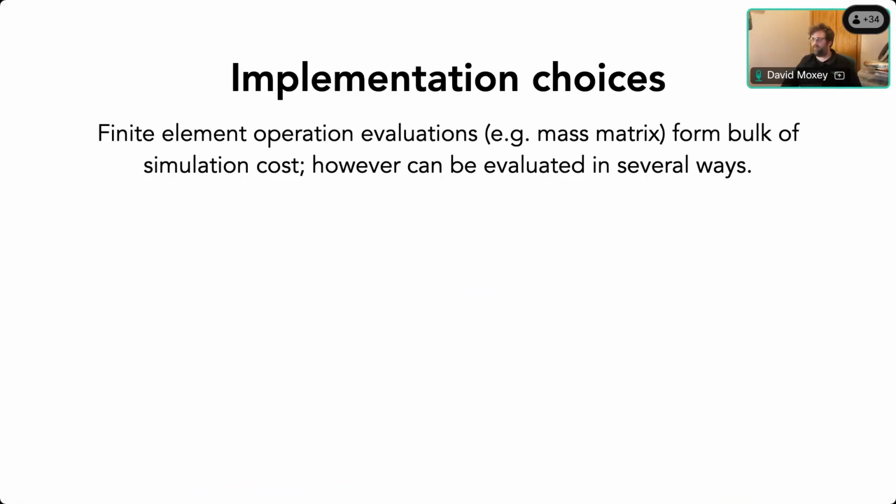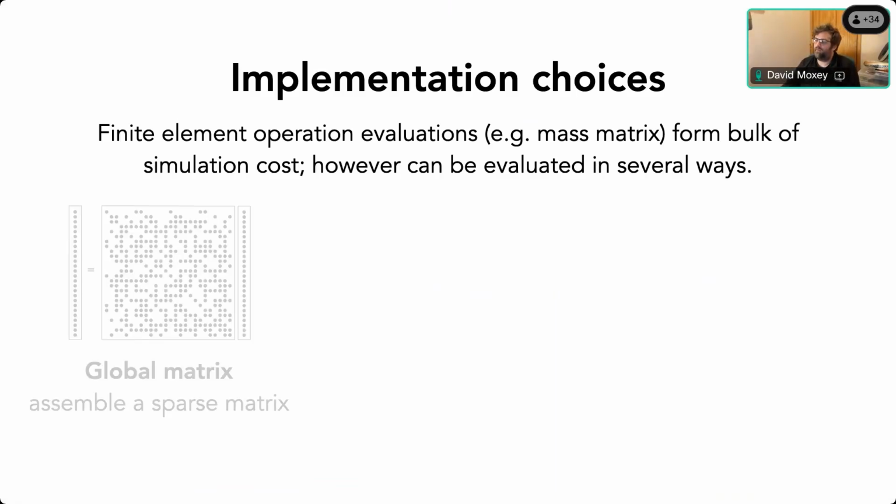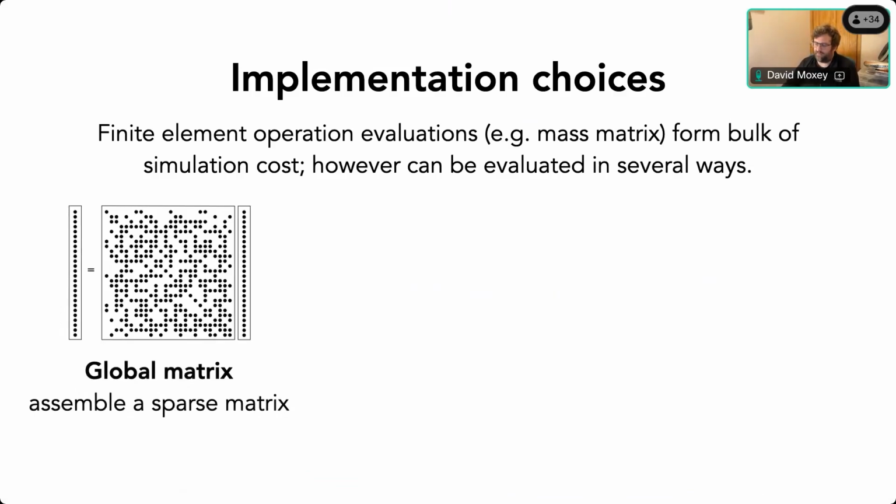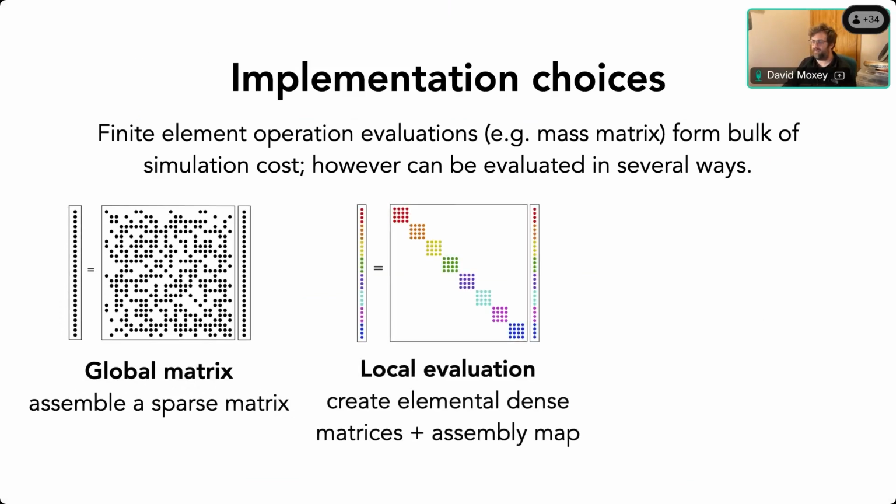So I'll talk a little bit about implementation choices. As I said, the naive way to do this is to form a global matrix, which is almost universally a terrible idea for higher order methods, because you're not using any of the structure that you actually have within the elements. What we've done for a long time is to use local evaluation.